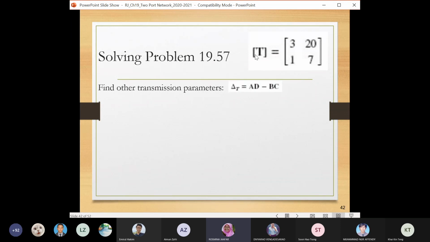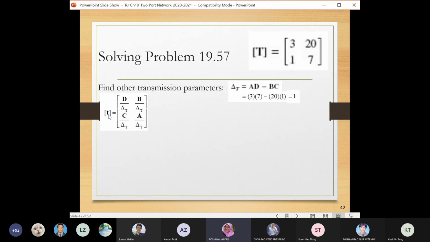So let's find the determinant first. The determinant of this transmission parameter, which is represented as delta T, is simply crossover multiply: A times D minus B times C. So we will have 3 times 7 minus 20 times 1, and you will obtain 21 minus 20, which is 1. So your delta T is 1.